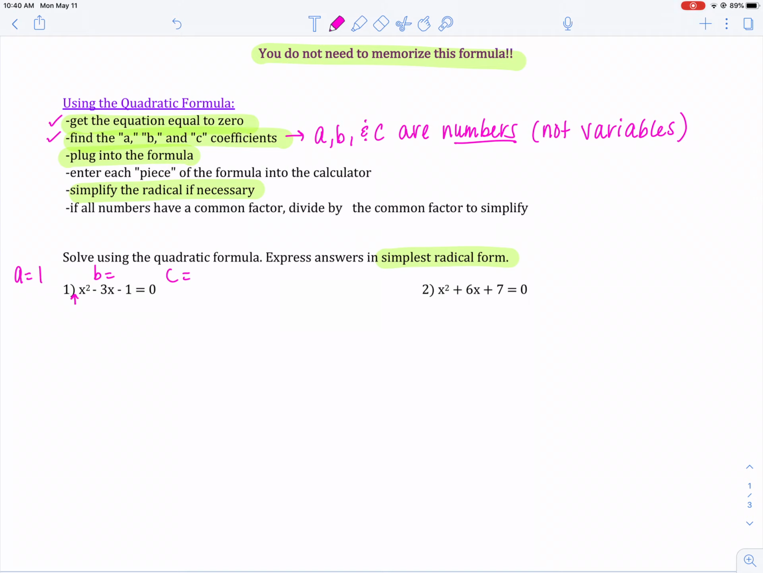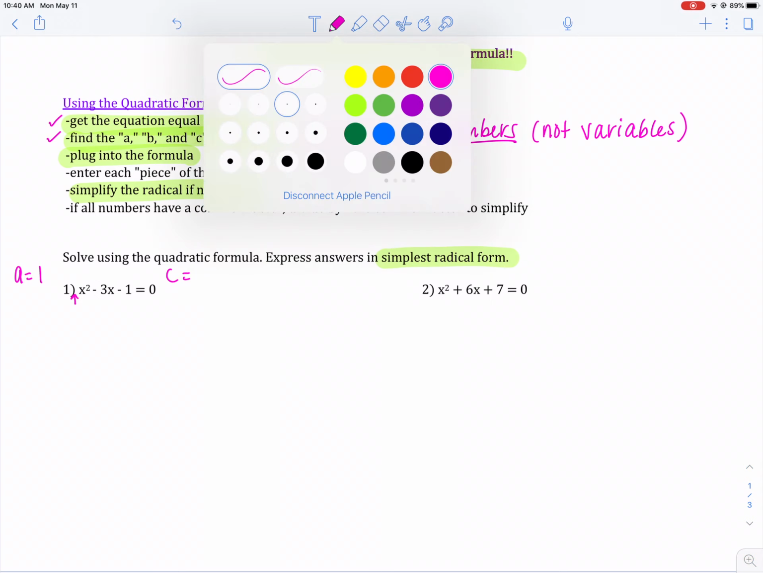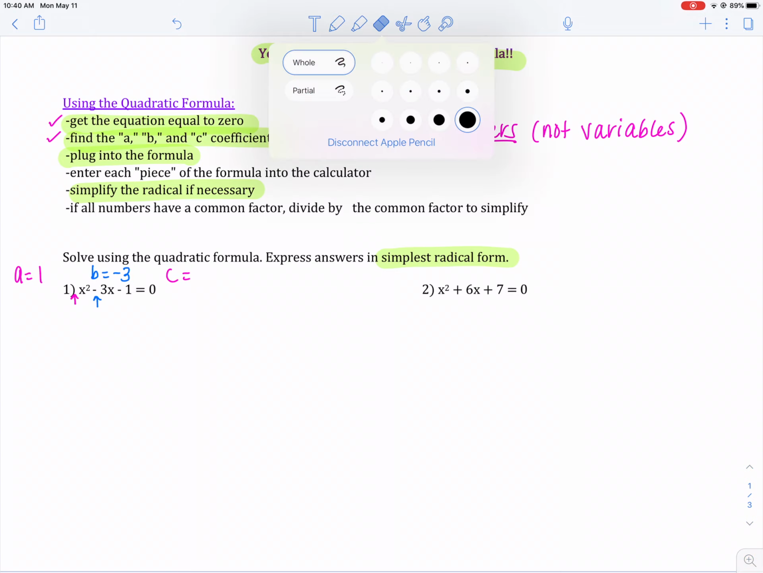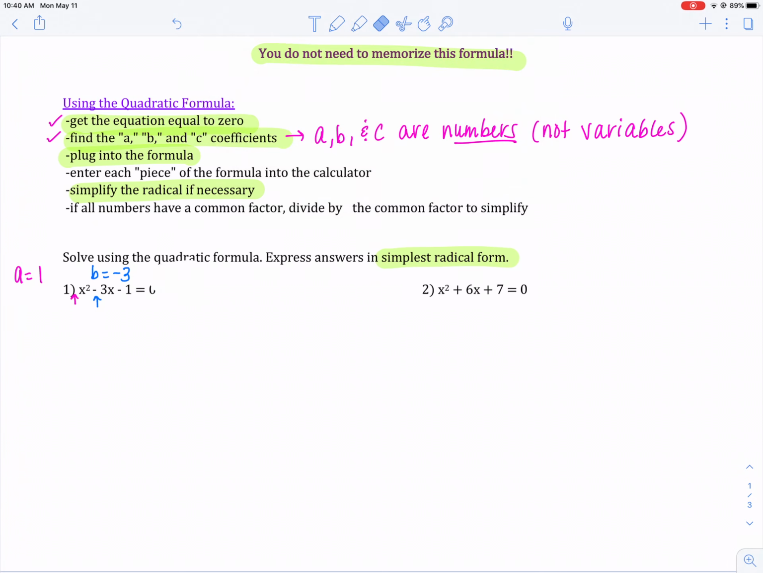What's the number? I'm going to make it a new color. What's the number in front of your b value, which is right there, your x term? Look what number is there. It's a negative 3. Okay, that's your b value, not the x, just your negative 3.